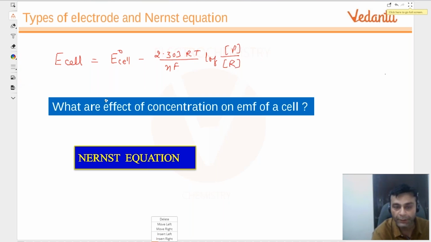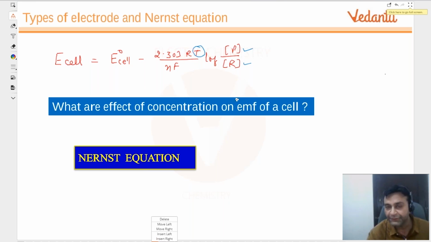Concentration of product upon concentration of reactant. This equation is called the Nernst equation, and now you can see it depends upon two parameters. Number one is the temperature, the other is the concentration of the product and the reactant. Am I clear? Please, students, participate here. Tell me aloud up to this point. Any doubt?